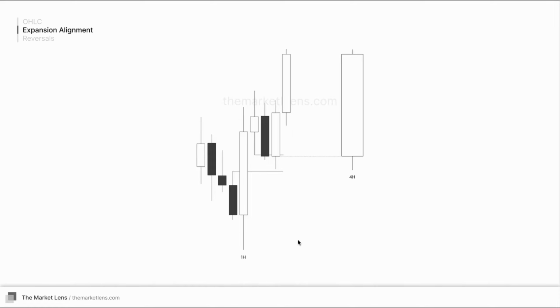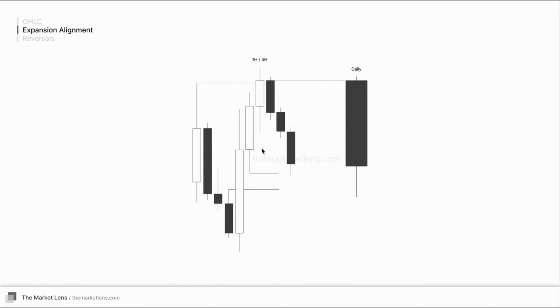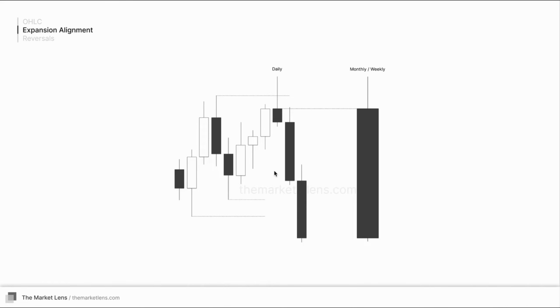Here, we have a lower time frame hourly internal to external move, supported by a higher time frame 4-hour expansion candle. Here, we have a lower time frame 1-hour or 4-hour external to internal move, supported by a higher time frame bearish daily expansion candle. Here we have a lower time frame daily range high purge, reversal, and expansion into the opposing side of the range, supported by a higher time frame weekly or monthly expansion candle.